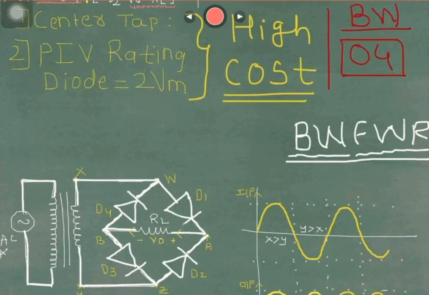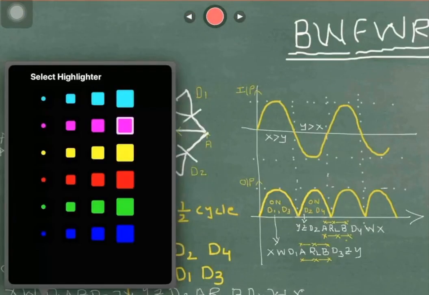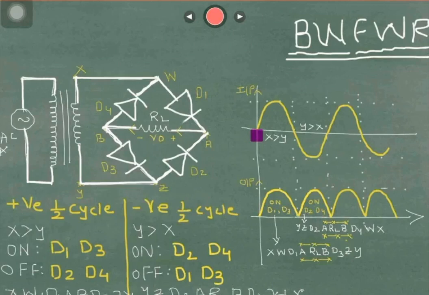So let us see what happens during the positive and negative half cycle. First two points are that during the positive half cycle, see over here, point X is positive with respect to point Y. And during negative half cycle, in the same waveform, I will show you here, you can see that point Y is positive with respect to point X.